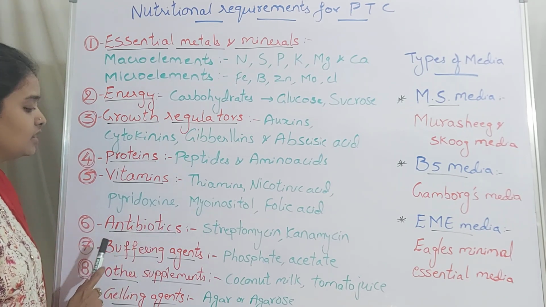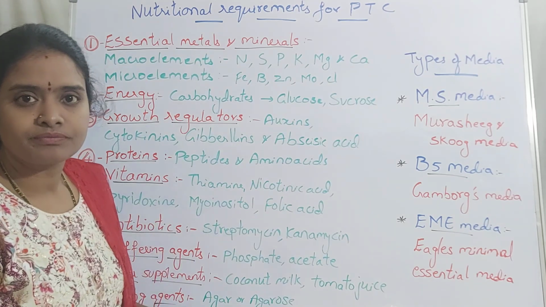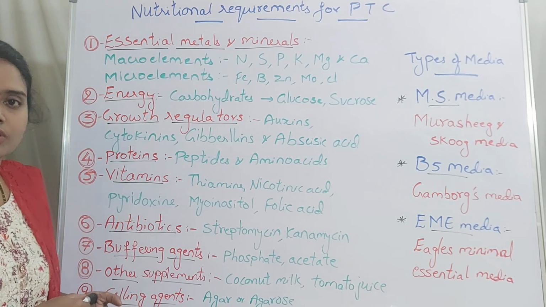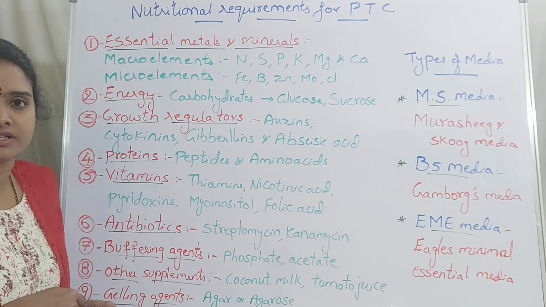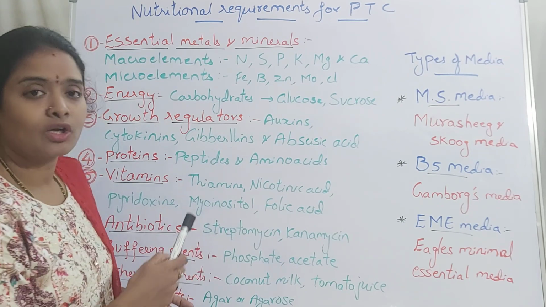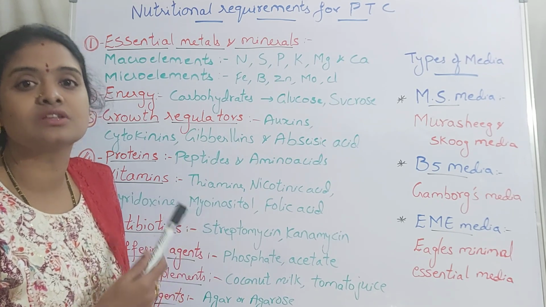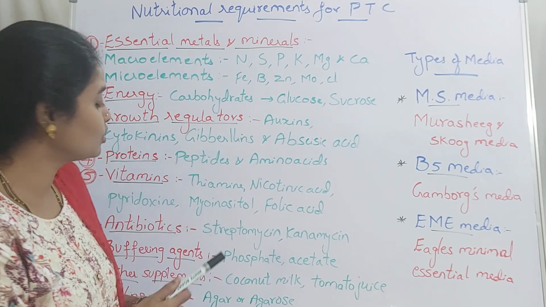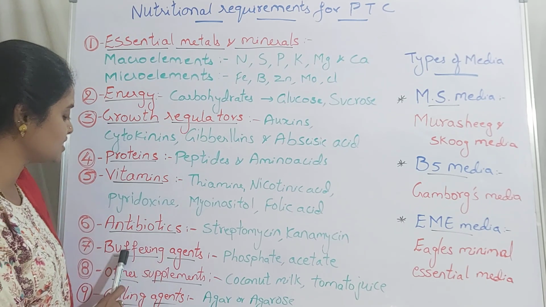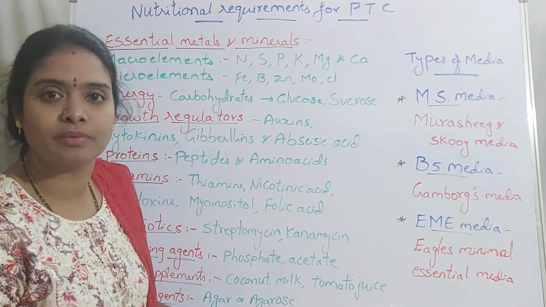Then you have the buffering agents. In plant tissue culture, we have already talked about the suspension culture where we go for the production of secondary metabolites. In that case, as the cell is growing or producing the secondary metabolites, there may be a change in the pH. So you can maintain the pH by using buffering agents such as phosphate or acetate buffers.